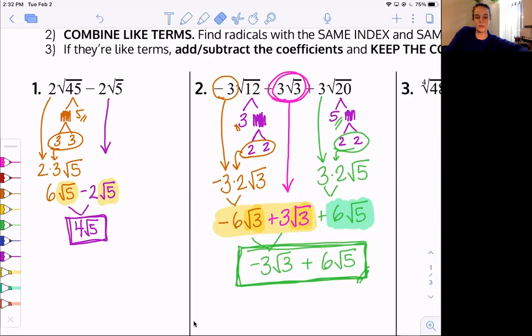Give me some feedback here. How are we feeling based on these first 2 examples? How are we feeling?